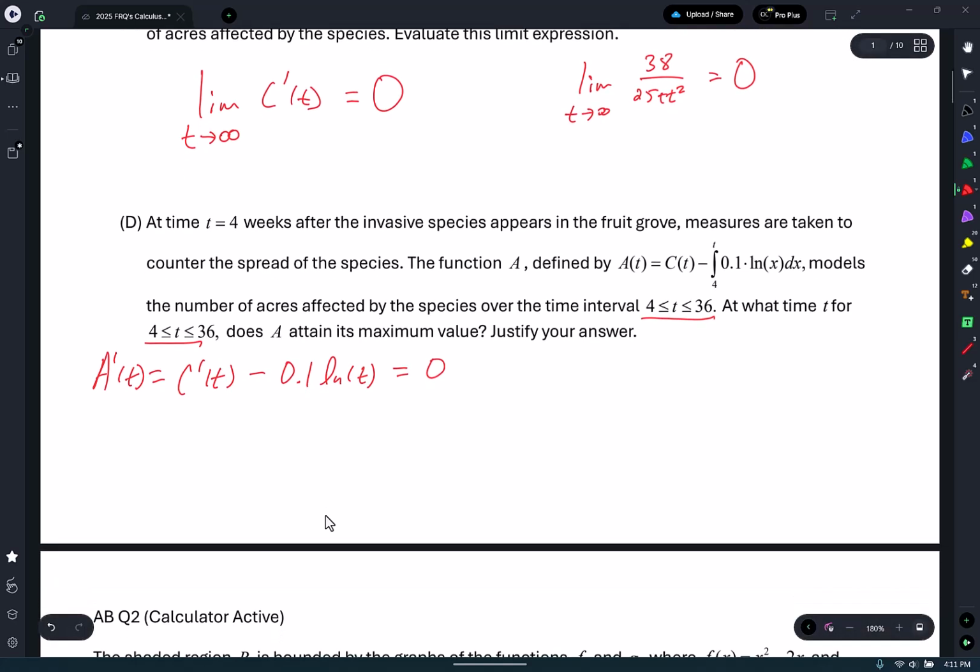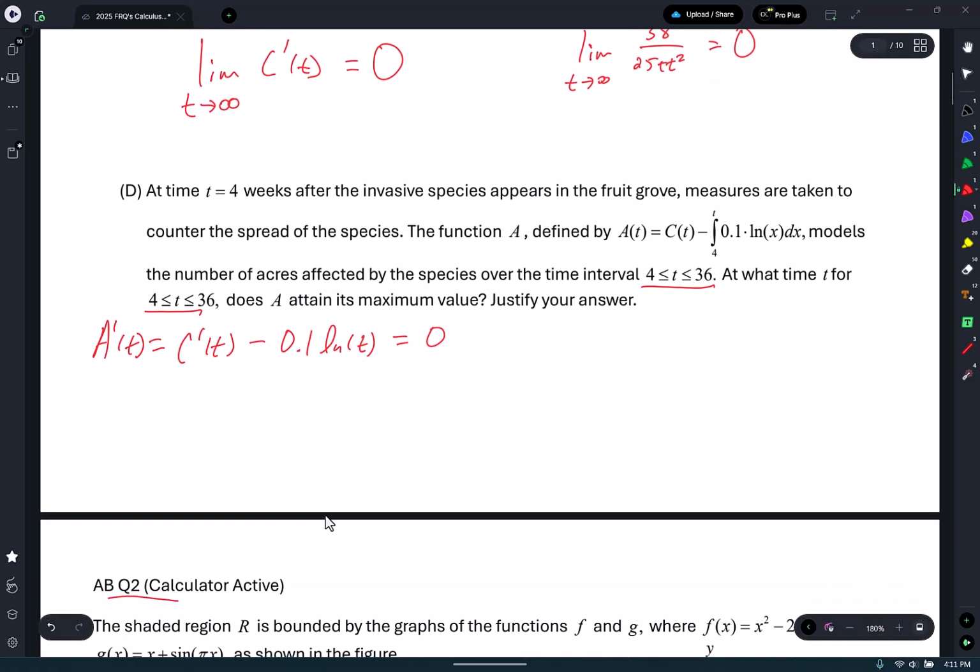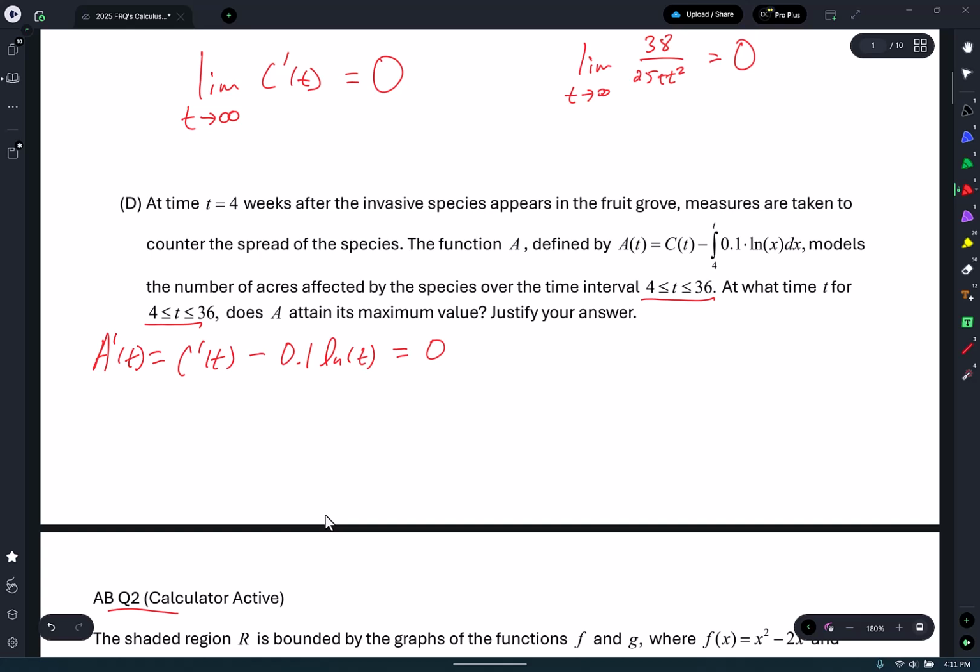All right. So here we go. Yeah, I can see that. All right. So I'm going to say this. A prime is 0 when t equals 11 point, what was it? 44169985. Okay. And then here's how I'm going to answer it.